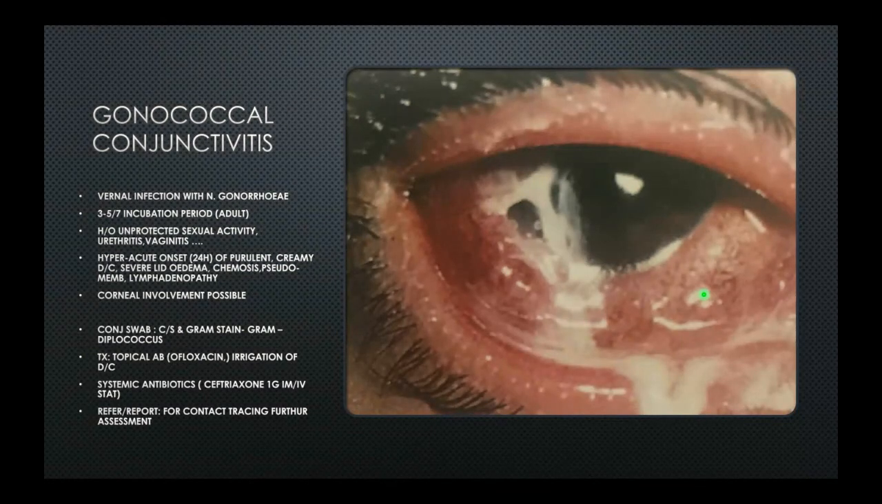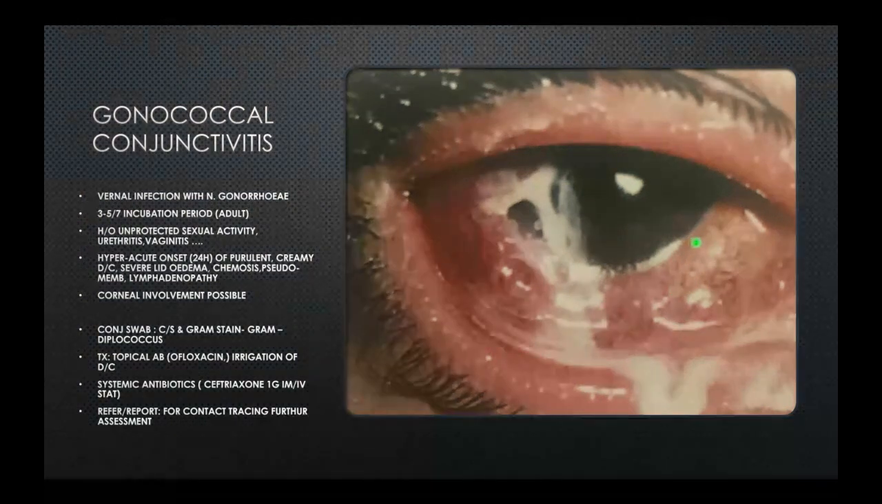Anybody? Swelling of the conjunctiva. Right, so chemosis is edema of the conjunctiva. Very good. So in this picture here, if you see my pointer, you notice that the conjunctiva is bulging outwards, right? So that is chemosis.